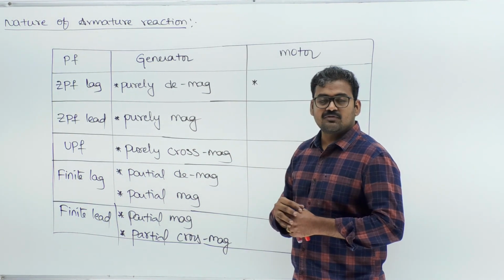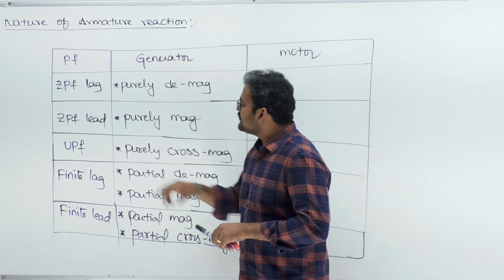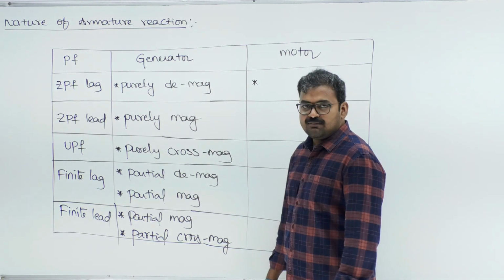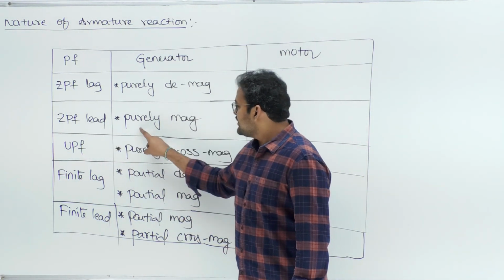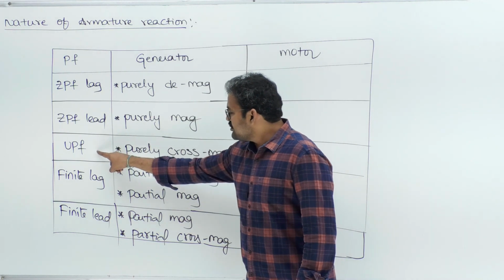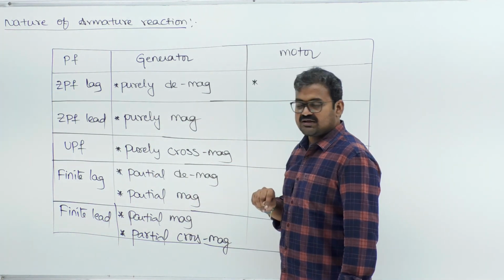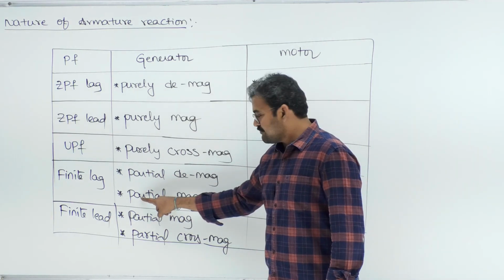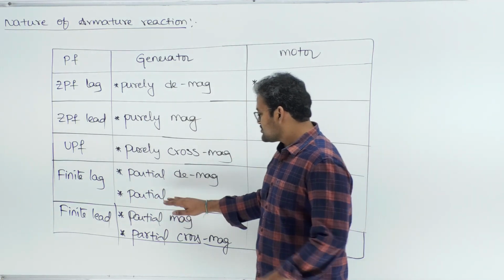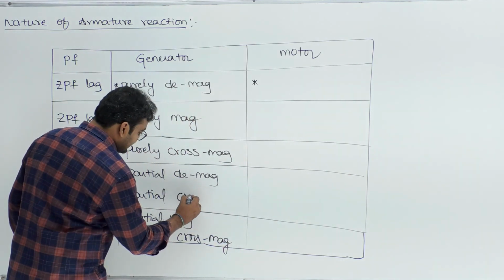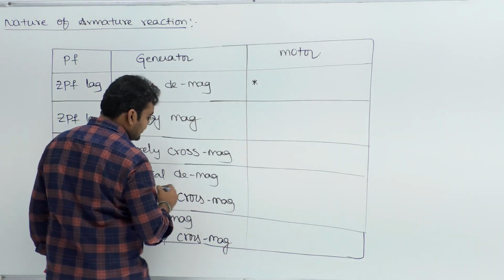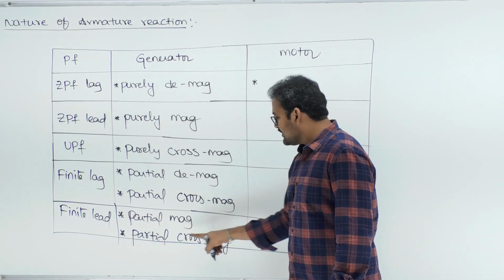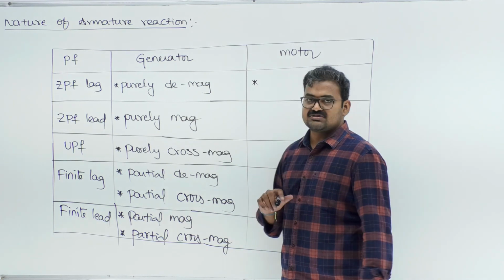So far we discussed synchronous generator. What we understood? For ZPF lagging power factor, armature reaction is purely demagnetizing. For ZPF leading, purely magnetizing. For unity power factor, purely cross magnetizing. Finite lagging power factor, partial demagnetization, partial cross magnetization. Finite leading power factor, partial magnetization and partial cross magnetization.